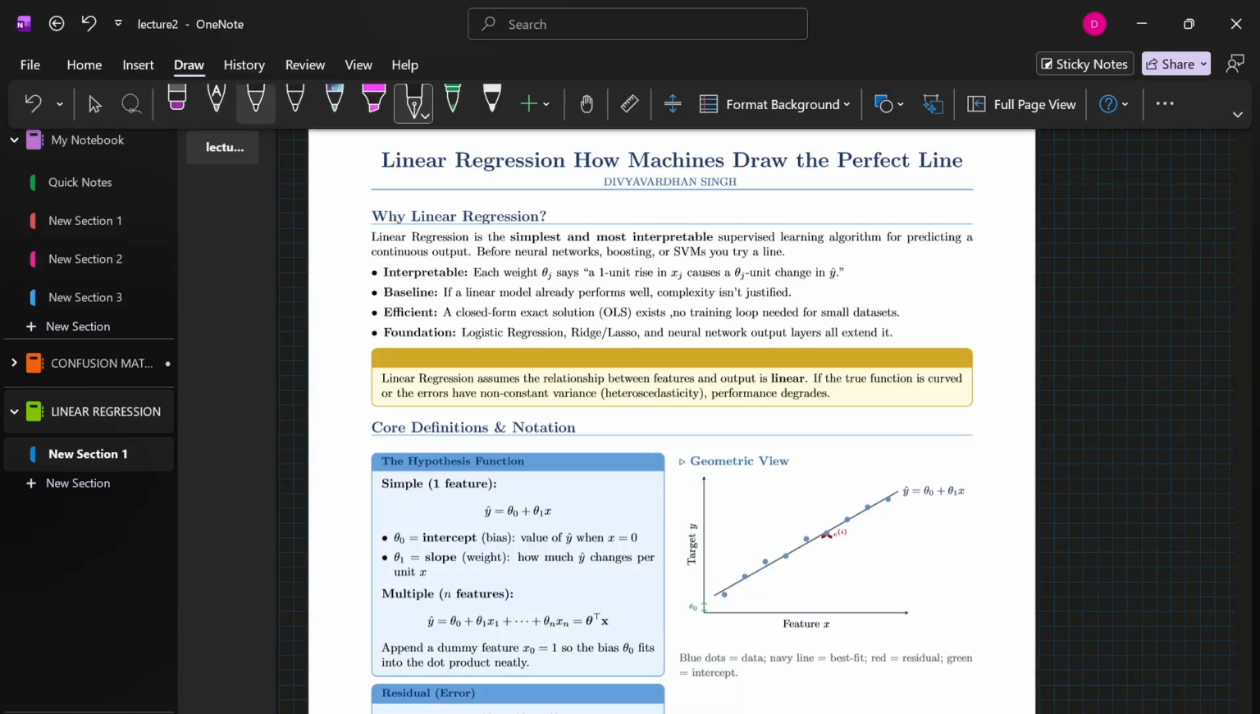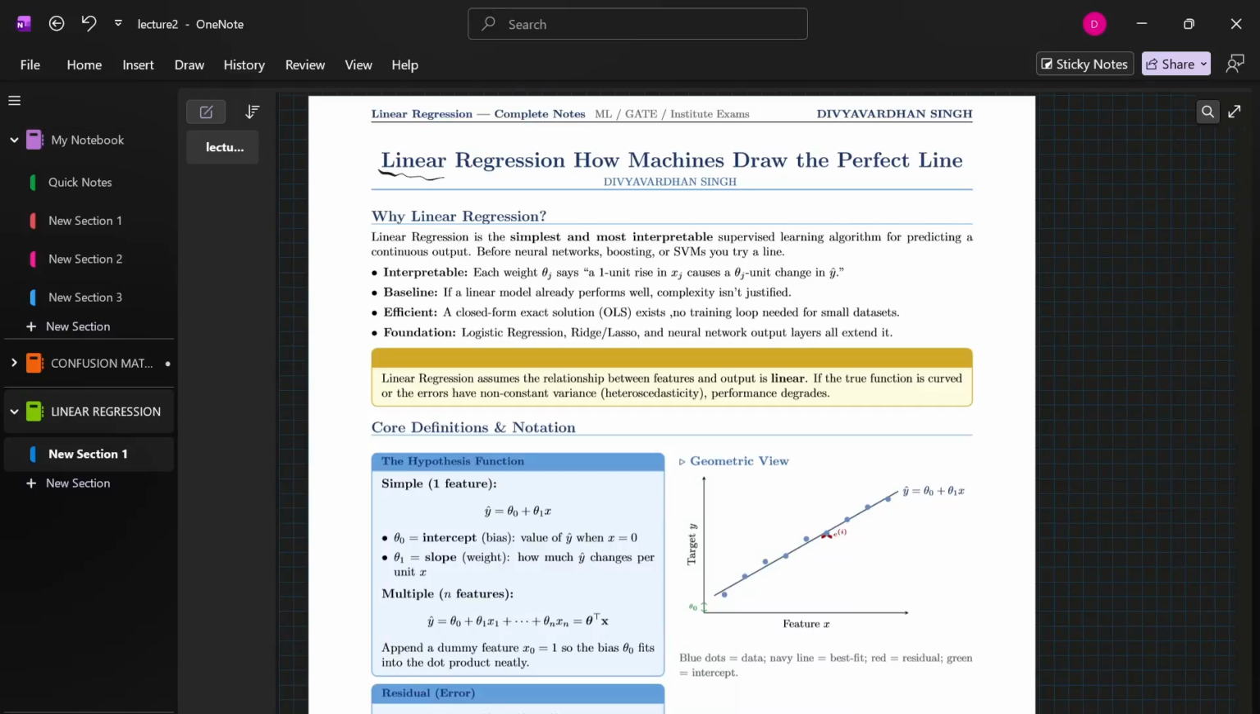Hello everyone, welcome back. I'm Devavardhan Singh, and today in this video titled Linear Regression, How Machine Draw the Perfect Line. Let's be honest with the title. At the end of this video, you're going to learn and understand how a machine looks at a bunch of scattering data points and figure out a single best line for it.